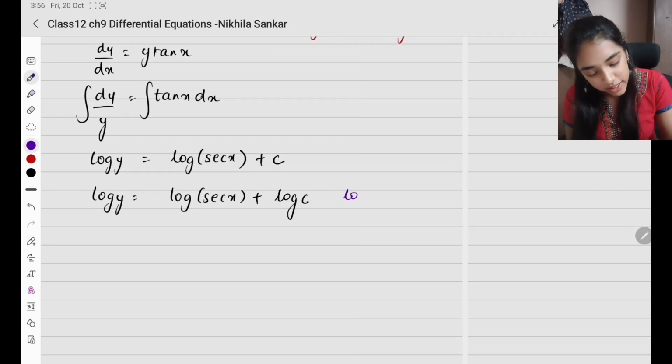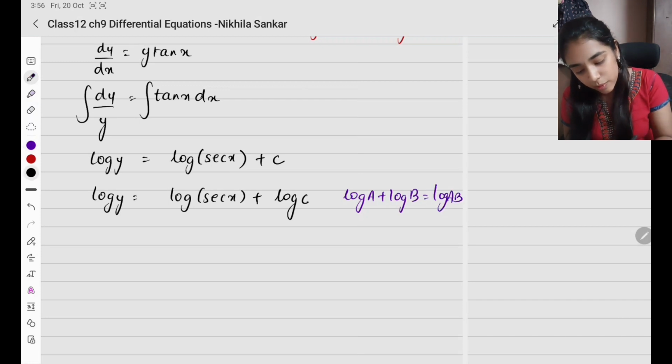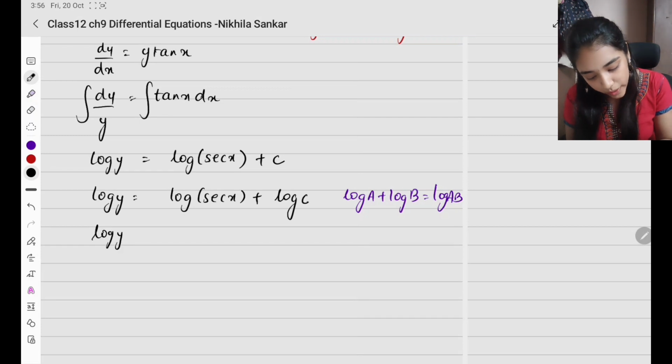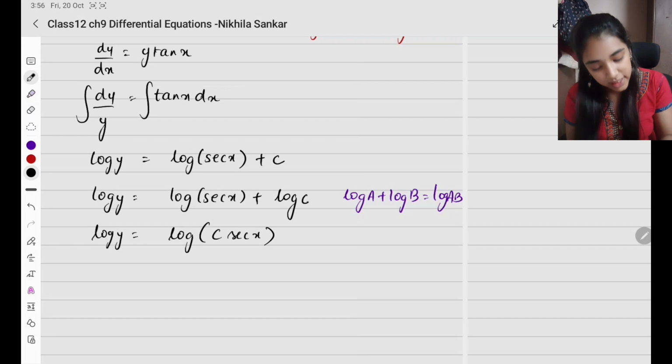So what form is this side in? I have log a plus log b equals log ab. If I use this form, what will I get? log y equals log of c times secant x. Taking e on both sides, I have y equals c times secant x.